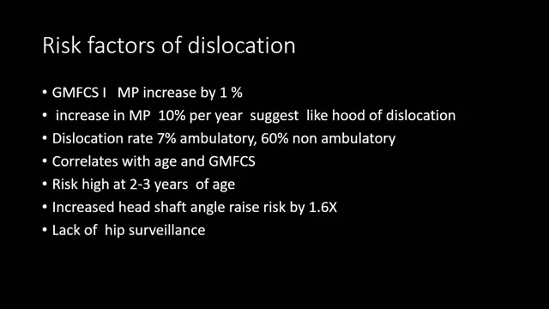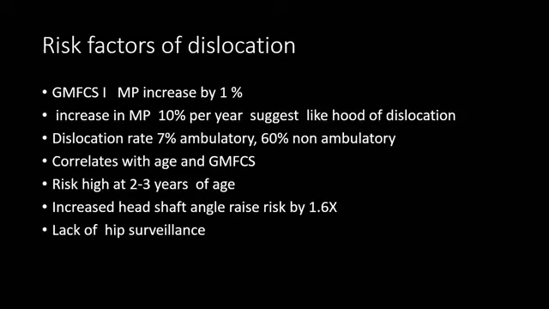These children also tend to get pressure sores on their trunk or on their hips because of the position. The risk factors of dislocation include, of course, in GMFCS level 1, the migration percentage increases by 1% per year. So if you are tracking these children with a well-taken X-ray, that's what you may expect. However, in children who have a higher Gross Motor Function Classification System level, 4 and 5, this tends to increase by 10%. And when you note that, that will suggest a likelihood of dislocation and early intervention is necessary.